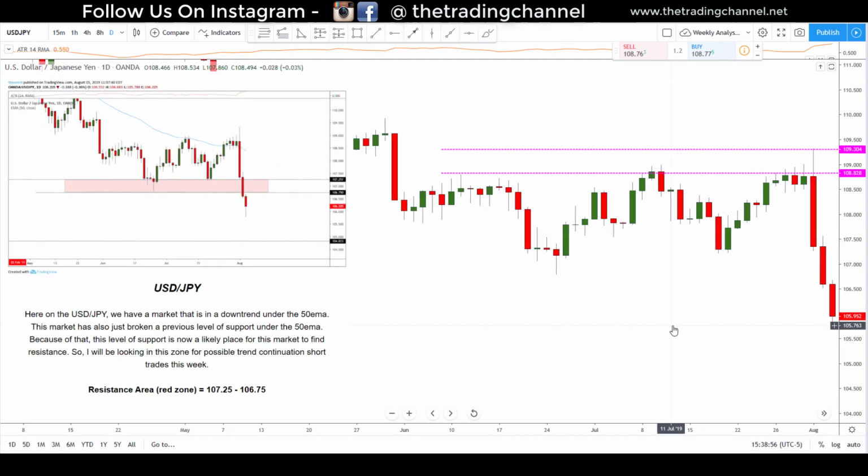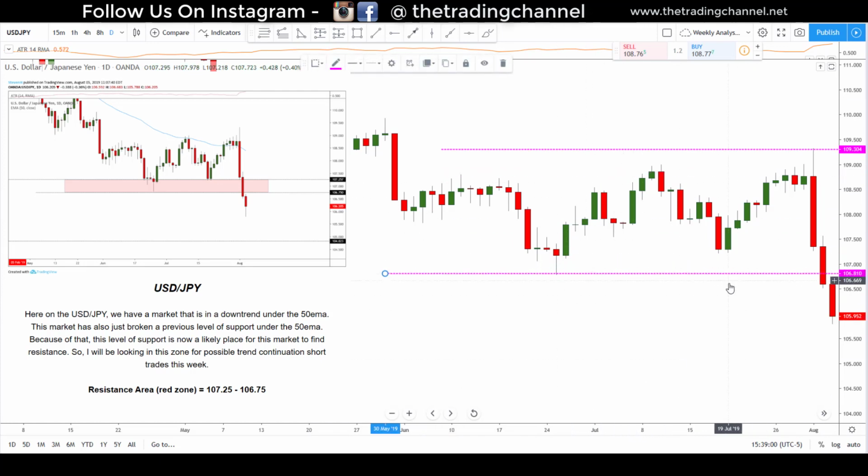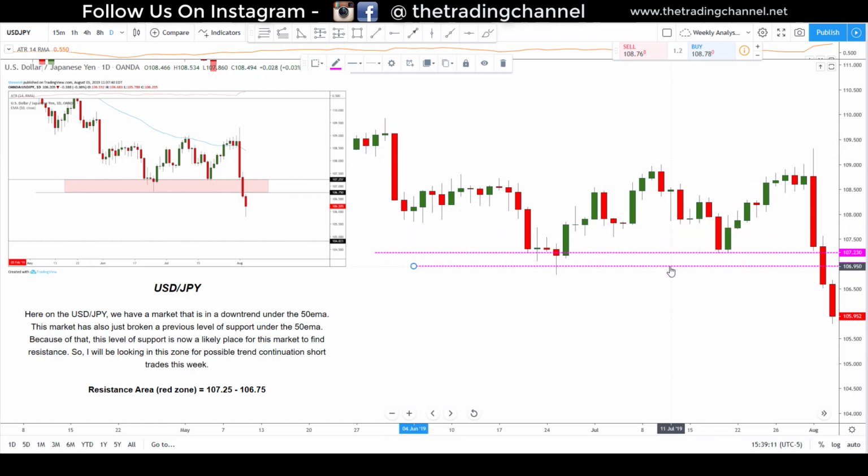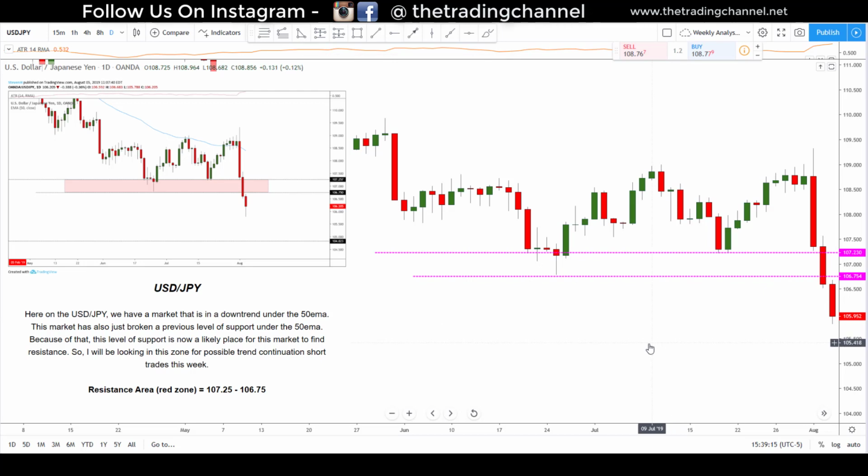Here you can see that we went ahead and broke below our level of structure support right there. So at this point, I'll put our zone at 107.25, which is right here, and 106.75, which is right in this area. So this is the area that I said once we got broken through, just like we did, I was going to be looking at for possible resistance.